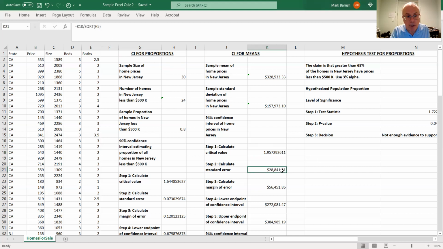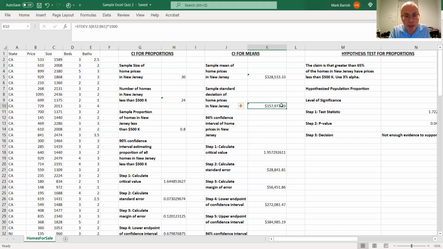Calculate the standard error. Well, the standard error is a little different for means, right? The standard error in general is the population standard deviation divided by the square root of the sample size. But because we don't know the population standard deviation, we're going to use the sample standard deviation in its place. And because we're doing that, it's S instead of sigma, right? So instead of saying sigma divided by the square root of n is the standard error, we're going to use S divided by the square root of n.